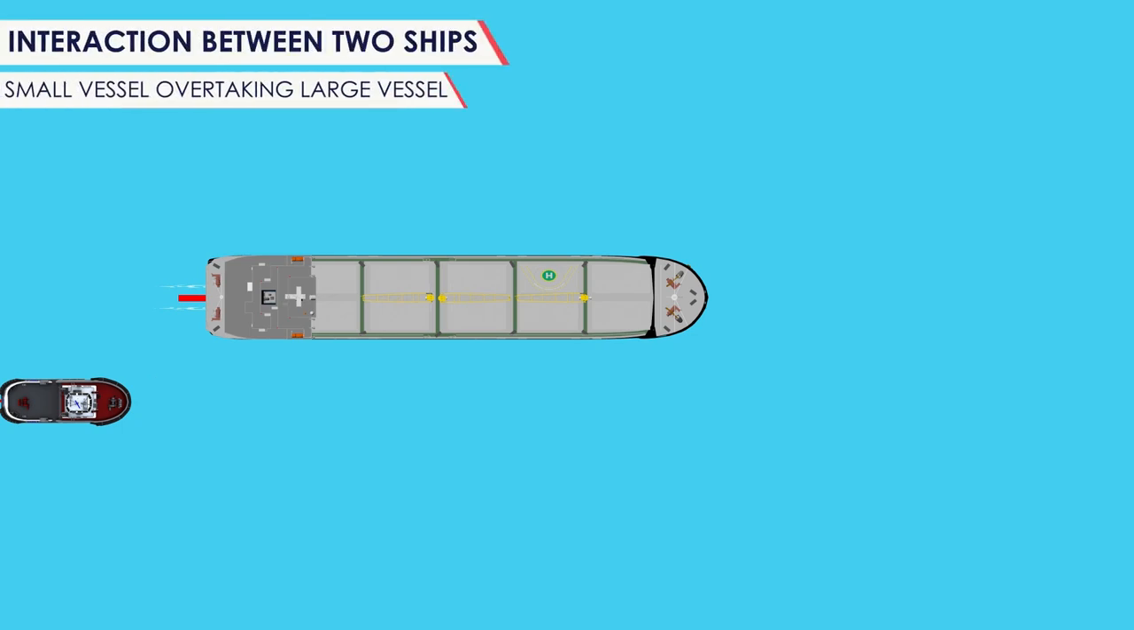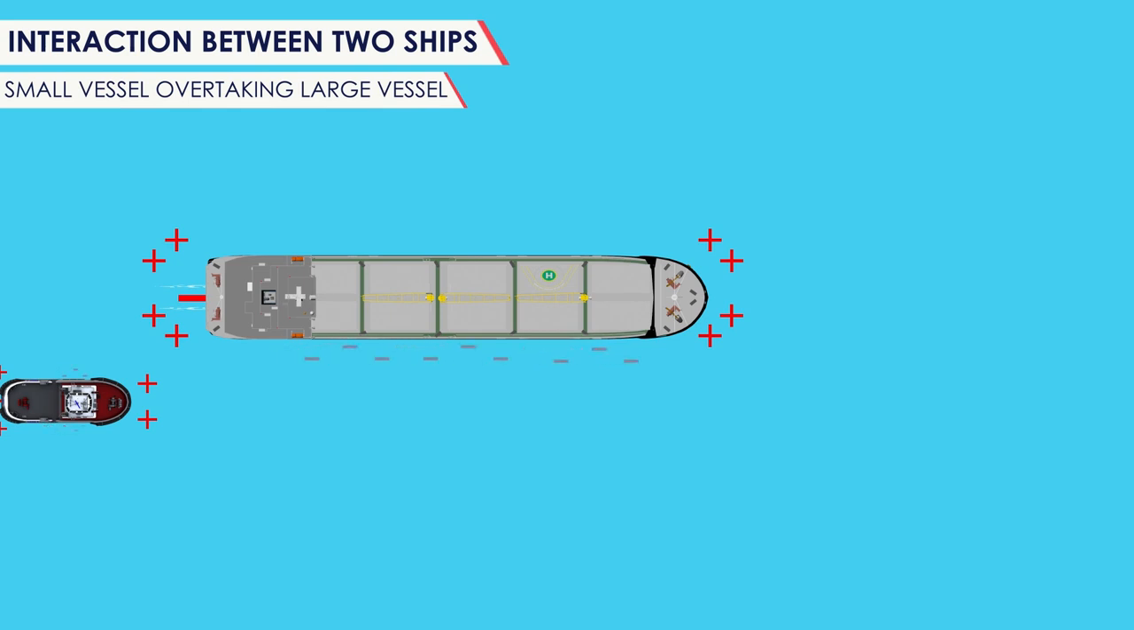Finally, let's look at interaction between a large and a small ship during overtaking. When two very dissimilar sized ships are passing in close proximity, the smaller vessel is affected by interaction considerably more than the larger one, as the pressure changes produced by flow around the larger hull are much greater than those of the smaller vessel. Tugboats are frequently in this situation when they work with larger ships.